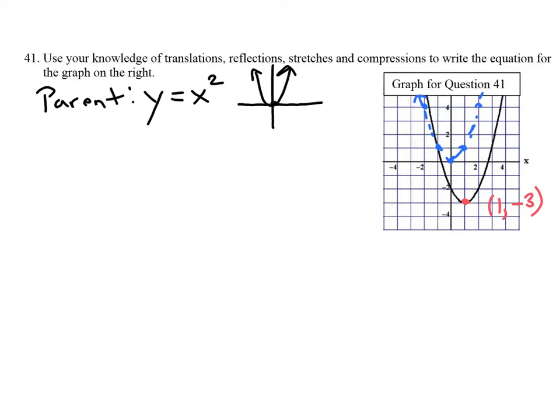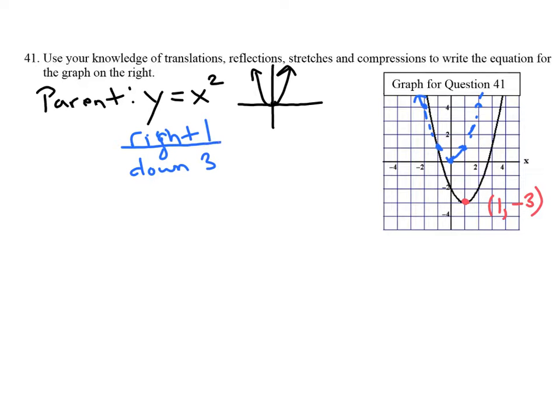Okay, but focusing right now on the vertex here, it appears to have been shifted right 1 and down 1, 2, 3 units. So the graph was shifted right 1 unit and down 3 units. So we have to think about how those transformations occur in the equation of the function.